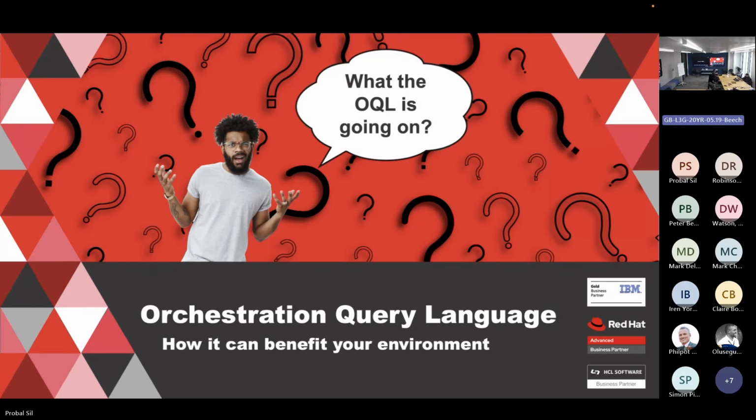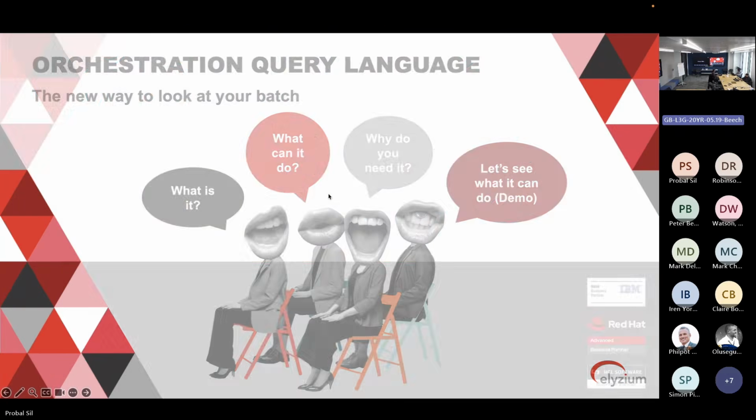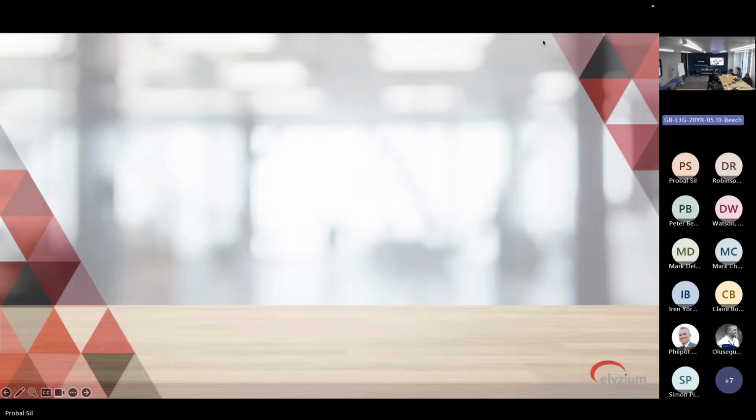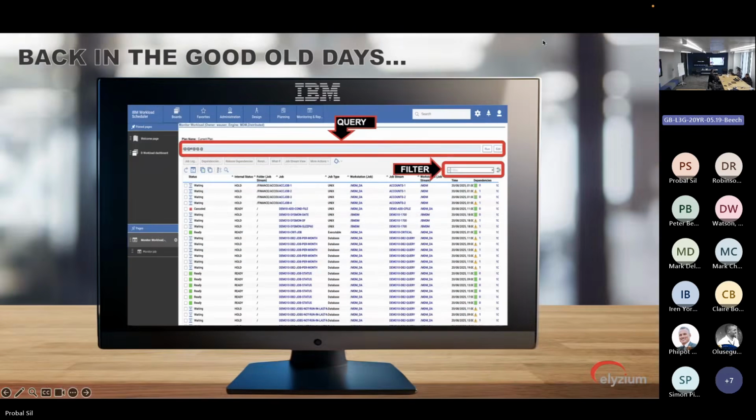So, orchestration query language. What is it? What can it do? Why do we need it? And then at the end, we'll actually see what it looks like.